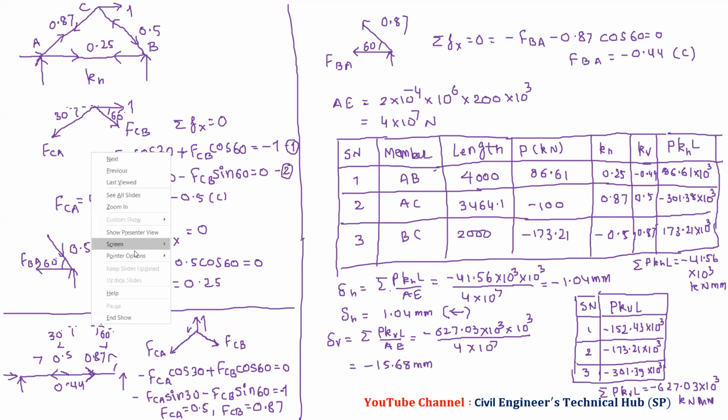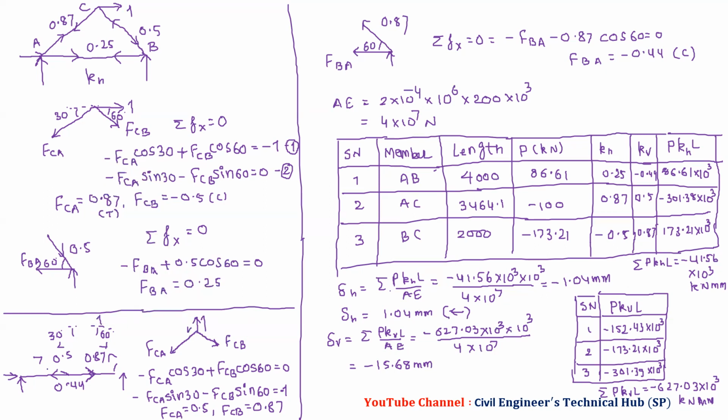So we have this triangle, actually that triangle is gone, so I will just draw it. It passes through this, likewise, and then it should pass through these arrows. And then we have to consider upward. So we have taken here upward. And as it is upward, we have value minus. So we have this 15.68 millimeter in downward direction. So likewise, we have to solve this problem of truss.